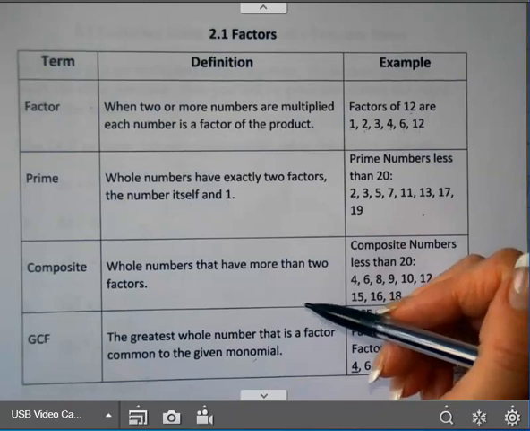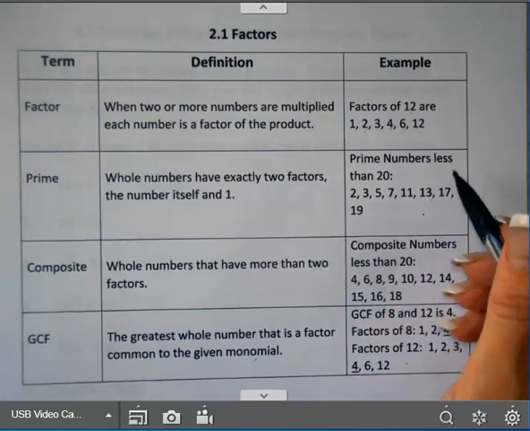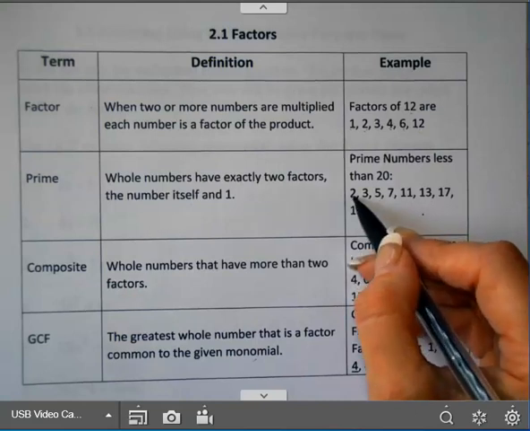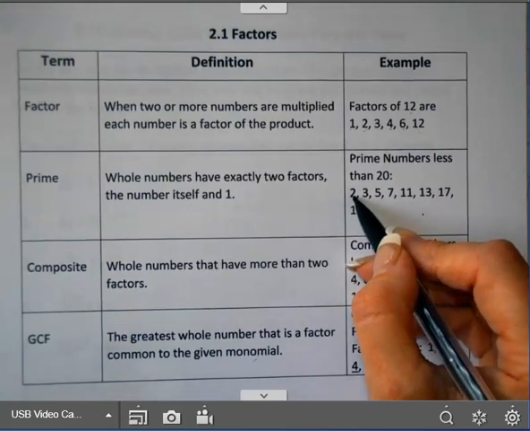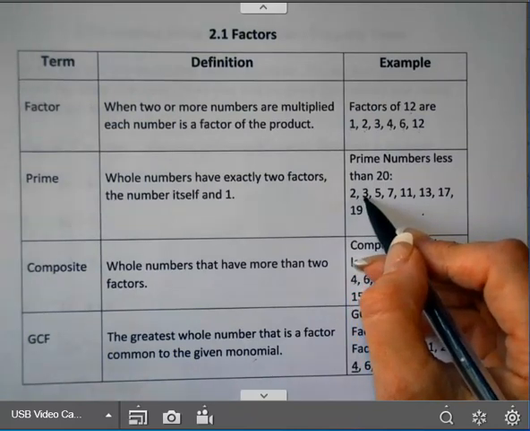A prime number has exactly two factors, the number itself and 1. So the prime numbers less than 20, I've listed here. The only whole numbers that go into 2 are itself and 1, so 2 and 1. The only factors that go into 3 are 3 itself and 1, and so on.